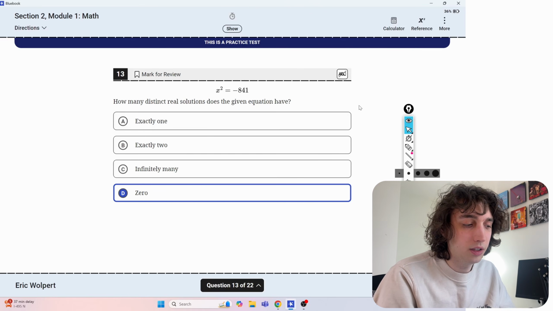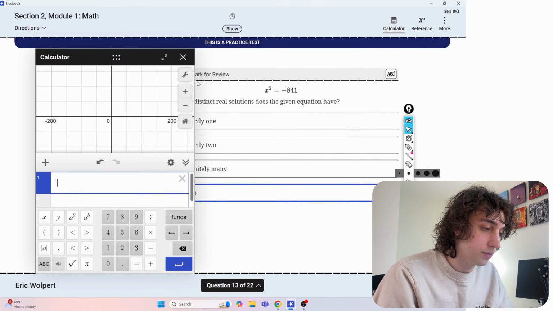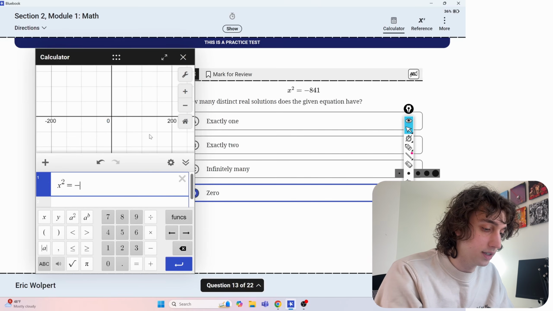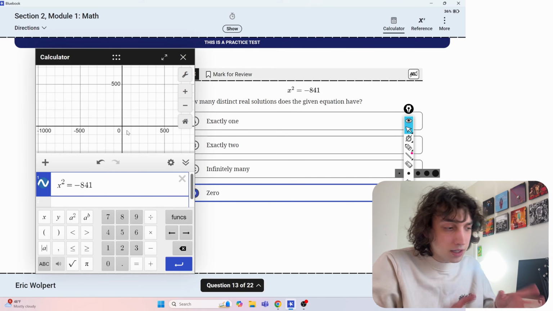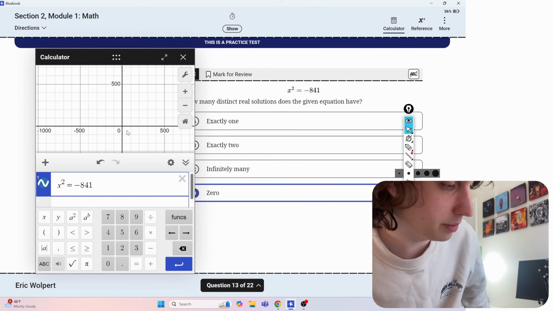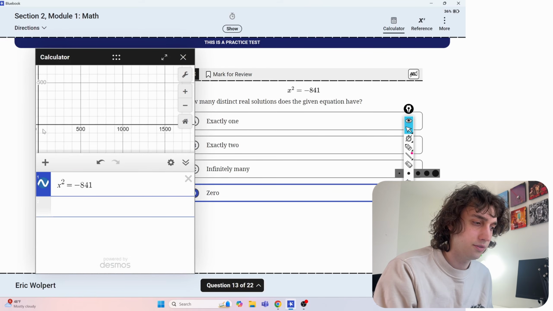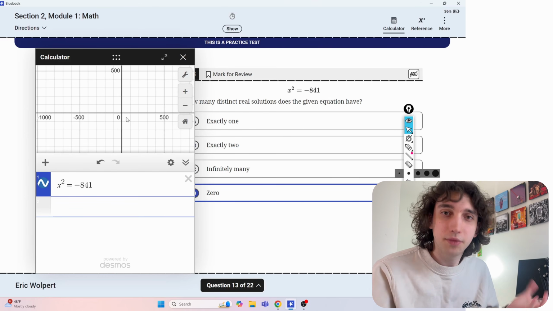But if you don't immediately make that observation, you can also solve this with Desmos. We can put the equation into Desmos and we see absolutely nothing, right? And this can be a little intimidating because it's like, maybe the solution is there. We're just not scrolling far enough. But like, there's no solution.